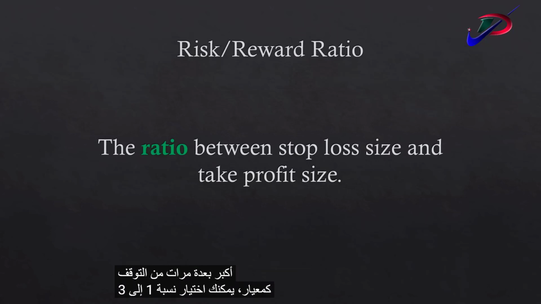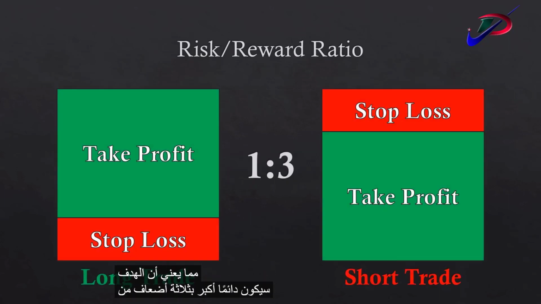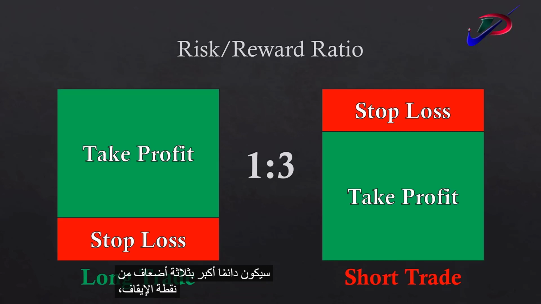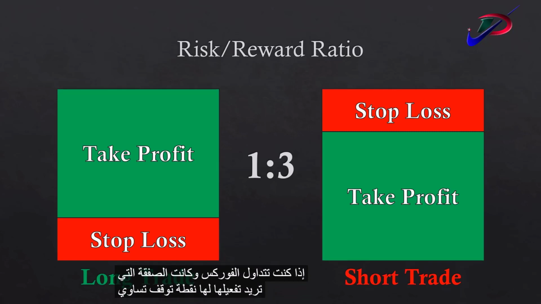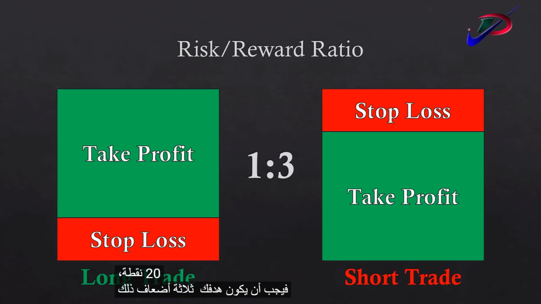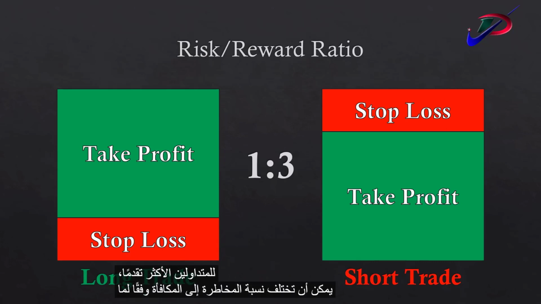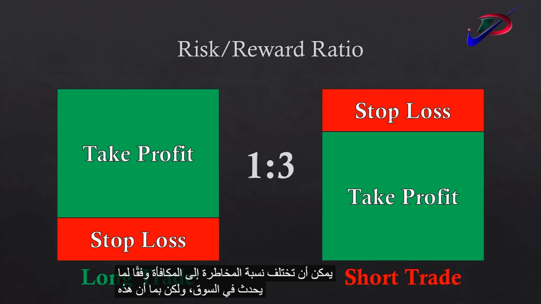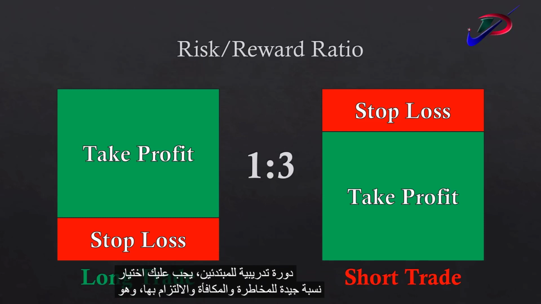As a standard, you can choose a 1-to-3 ratio, meaning that the target will always be 3 times as large as the stop. For example, if you are trading Forex and the trade you want to trigger has a stop equal to 20 pips, your target must be 3 times that, which equals 60 pips. For more advanced traders, the risk-reward ratio can vary according to what happens in the market, but since this is a course for beginners, you must choose a good risk-reward ratio and stick to it.